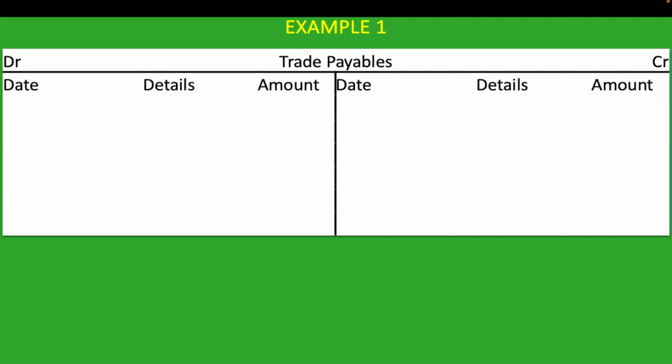So as I've just mentioned, trade payables is a liability, and when do we record our liabilities? We record our liabilities on the credit side. So anything that increases our trade payables, such as purchases of goods from our suppliers, we record it on the credit side, because trade payables is a liability, they increase on the credit side. And anything that reduces our trade payables, such as us paying them what we owe them, we record on the debit side, because that reduces our liabilities, i.e. trade payables in this case.